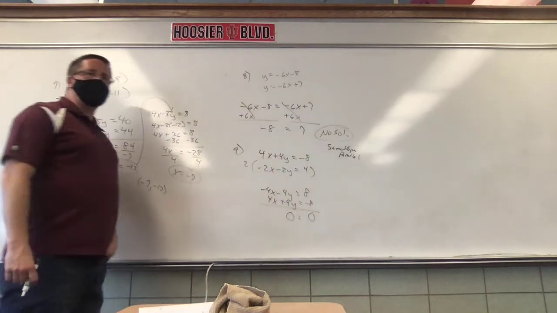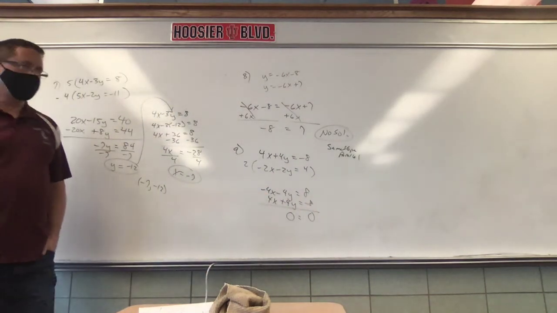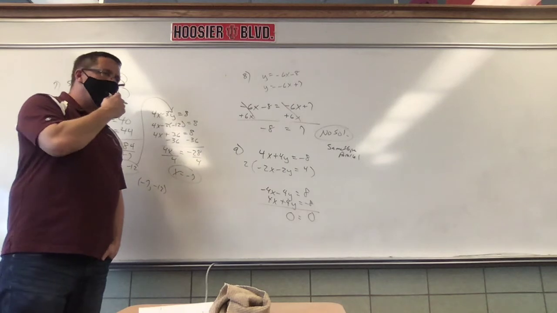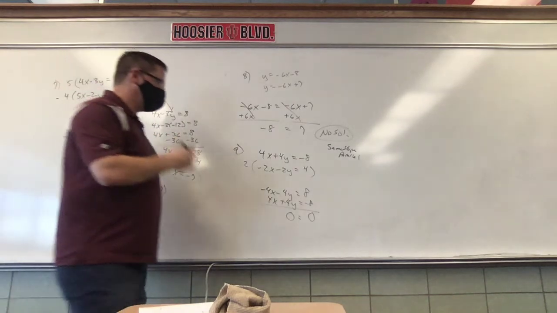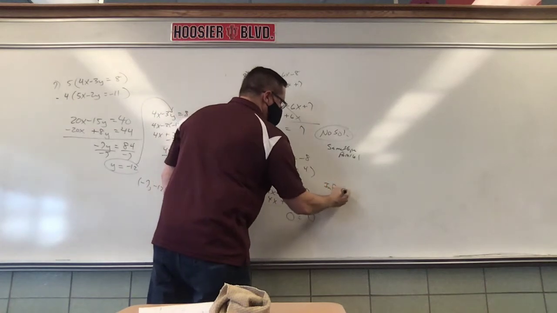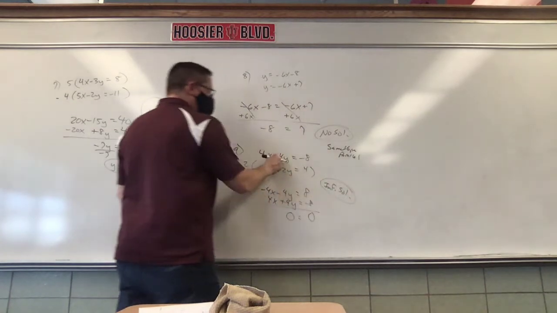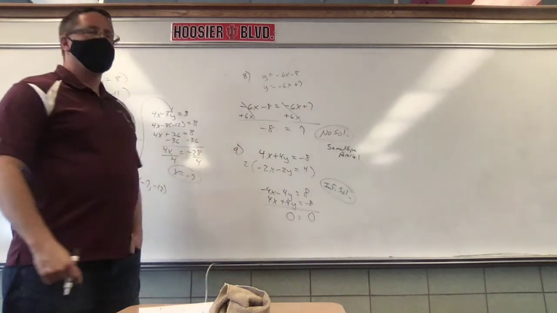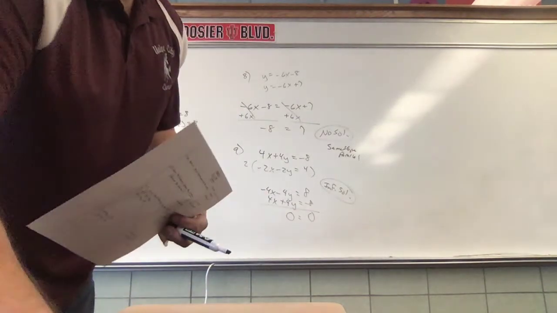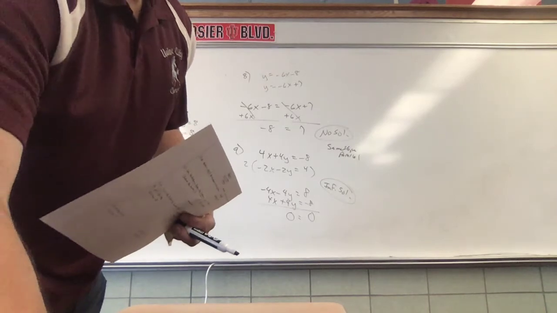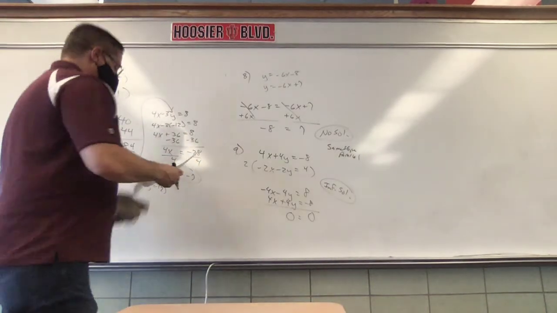Now if it says 0 equals 10, that's never true. There's no solution. When is 0 equal to 0? Always. So are there solutions? Yeah. Infinite solutions. If I graph this line, where would that line be? Right on top of it. Okay? Number 10.